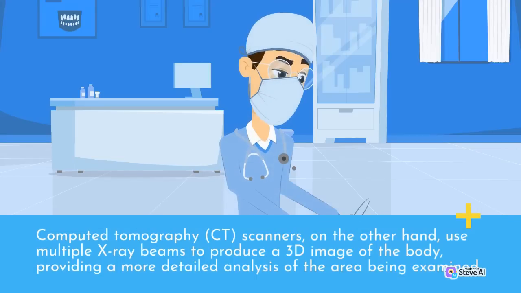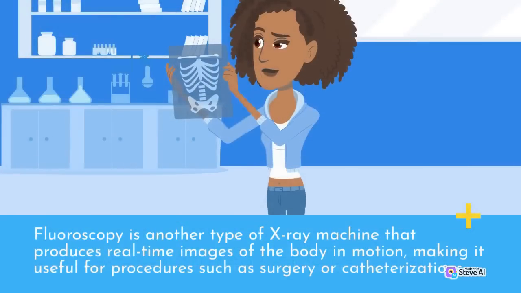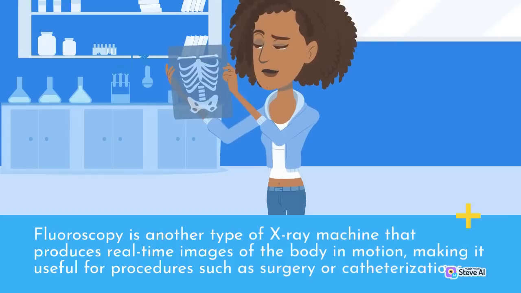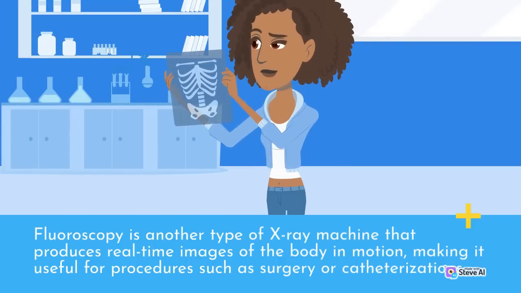Computed tomography, CT, scanners, on the other hand, use multiple X-ray beams to produce a 3D image of the body, providing a more detailed analysis of the area being examined. Fluoroscopy is another type of X-ray machine that produces real-time images of the body in motion, making it useful for procedures such as surgery or catheterizations.